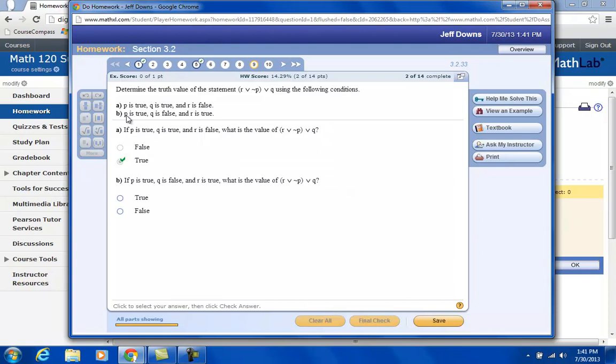And then the second case, P is true, so not P is false. Q is false, R is true. True or false makes that true. True or false makes the whole thing true.